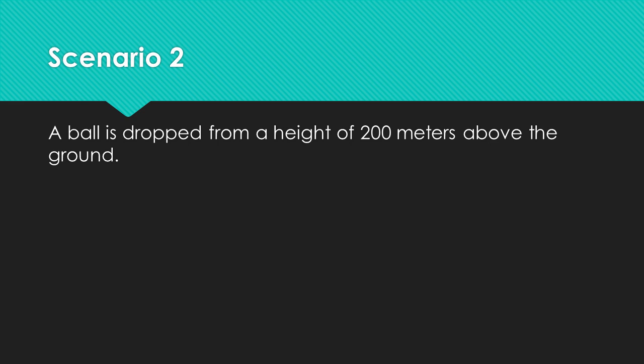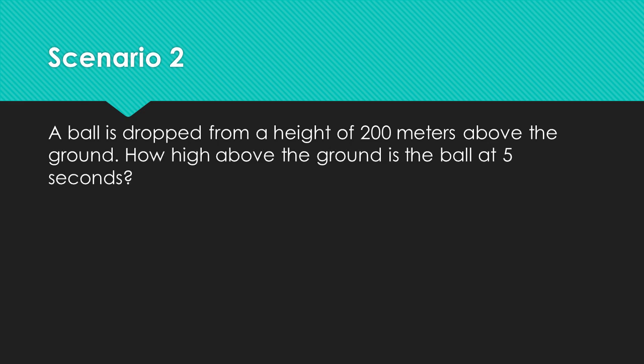So in the second scenario, a ball is dropped from a height of 200 meters above the ground. How high above the ground is the ball at 5 seconds? Pause the video and see if you can solve this question. When you unpause it, I'm going to work the answer out.